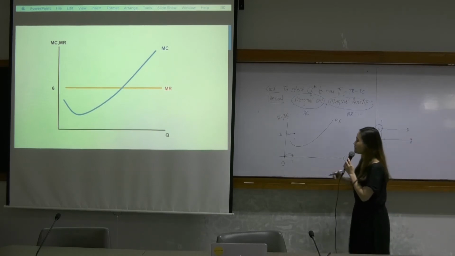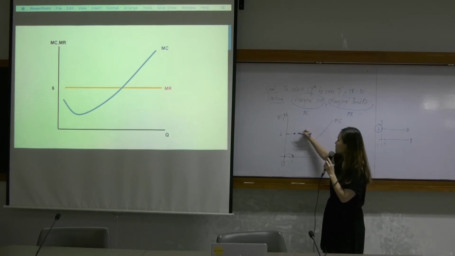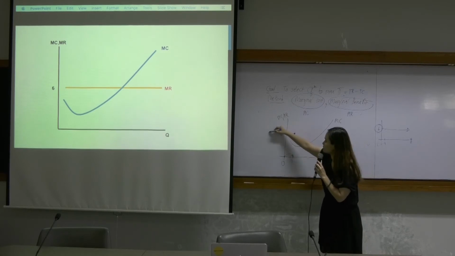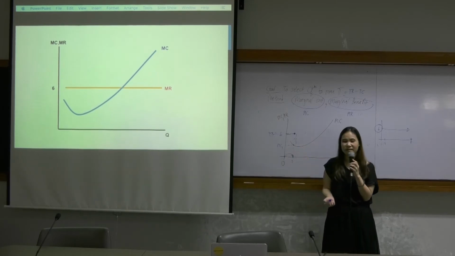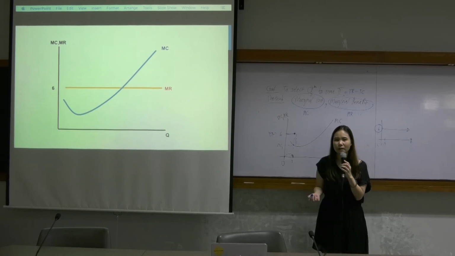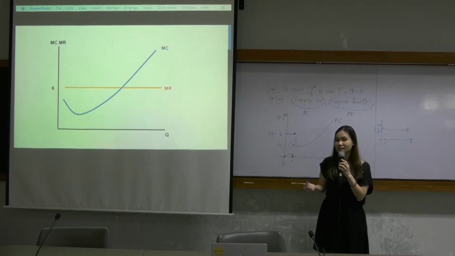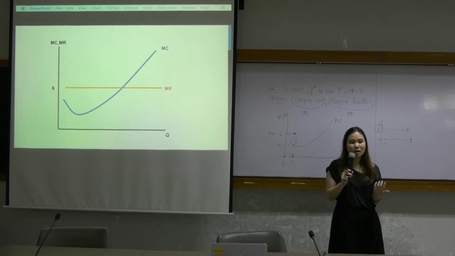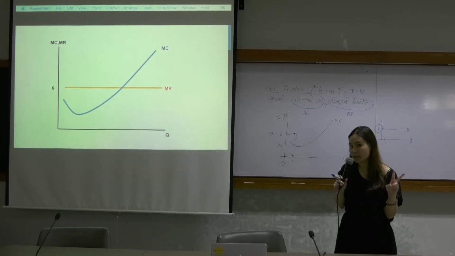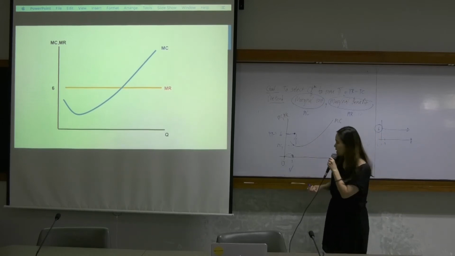And if I produce my first unit of output, my marginal revenue here is higher than my marginal cost here. What should I do? Should I produce or not produce? If I produce the banana, I will get $6 and my cost is only $4. So my marginal profit here is $2. It's positive, it's good. So I should be producing, right?